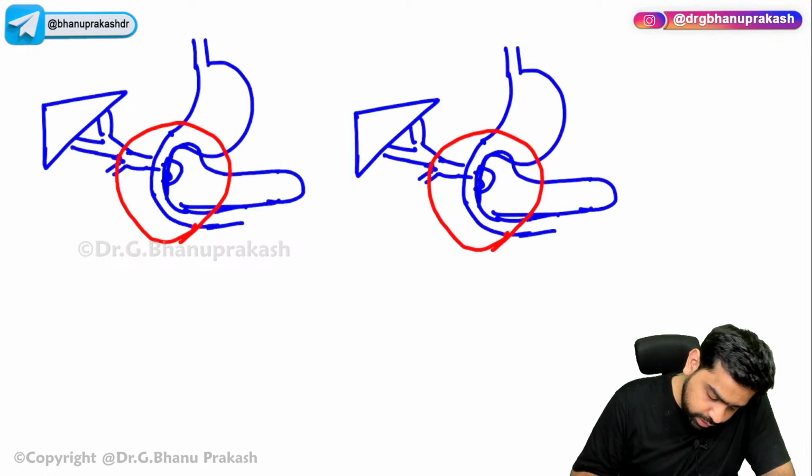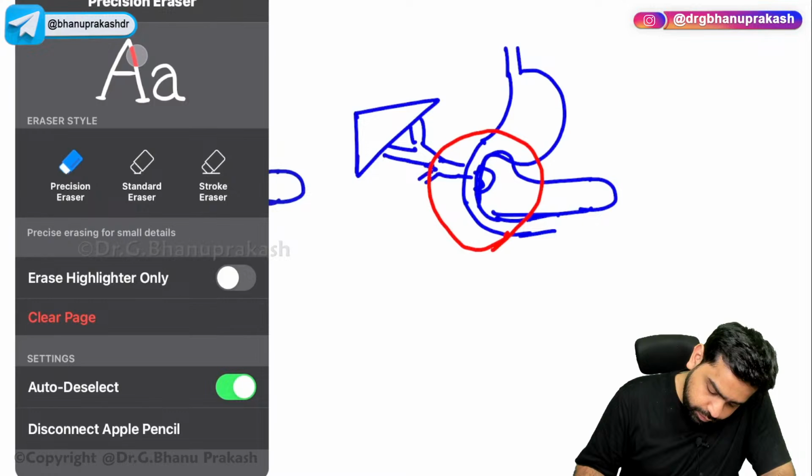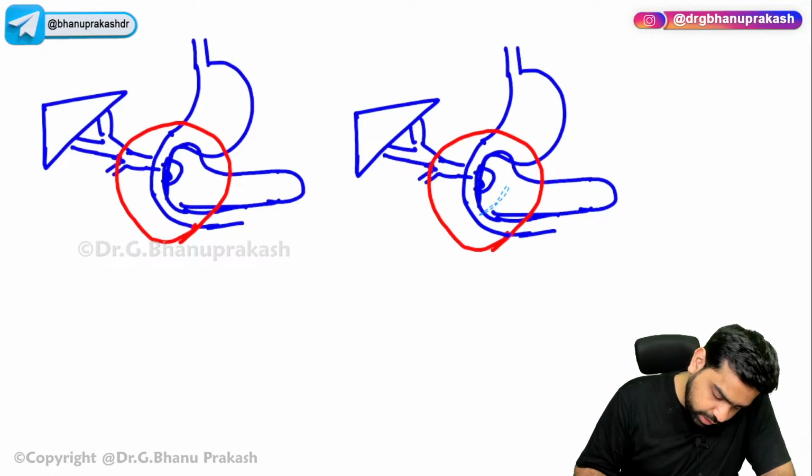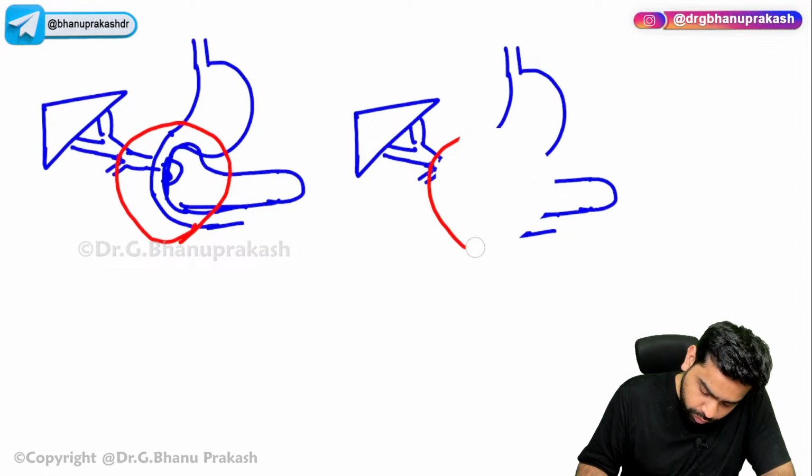Okay, so what we do is we remove all these things over here. We remove the pancreas, the head of the pancreas, everything. We remove part of the stomach, we remove this particular duodenum, we remove this particular jejunum as well. Okay, you understand my point? So you remove all these particular things from here.